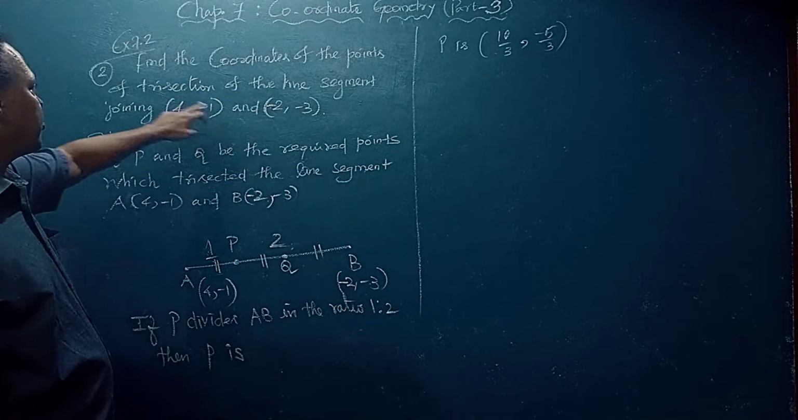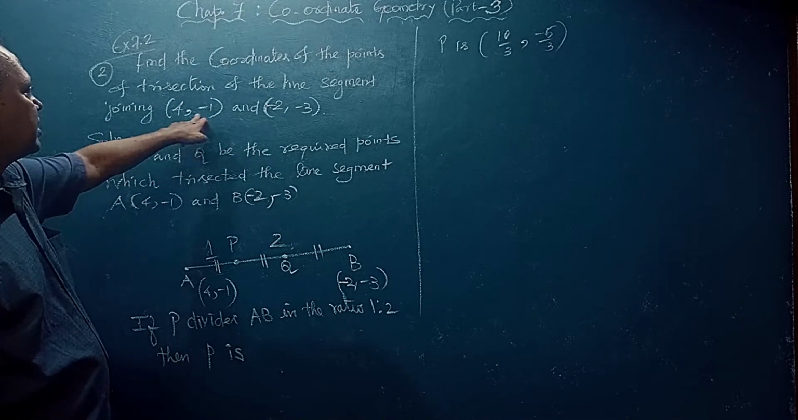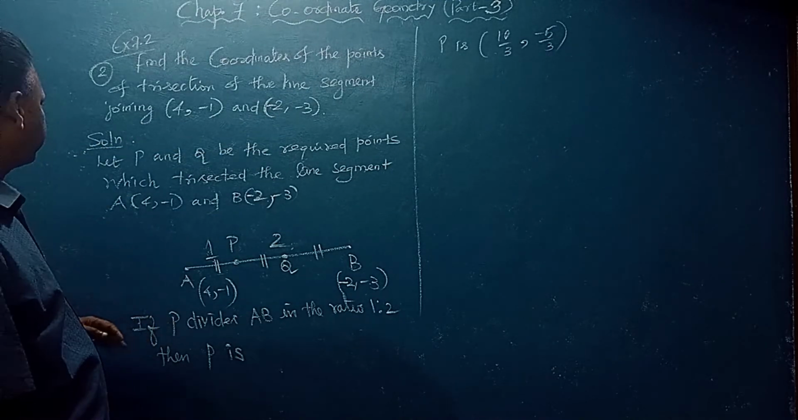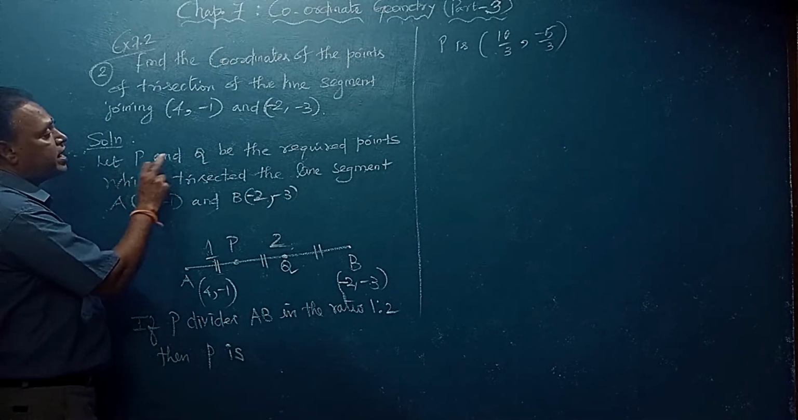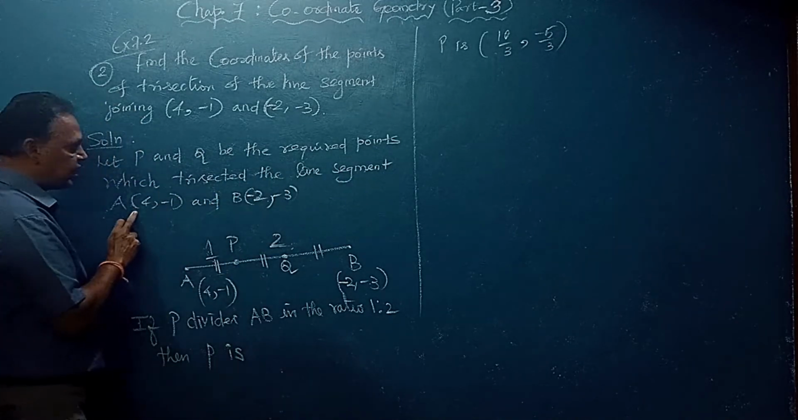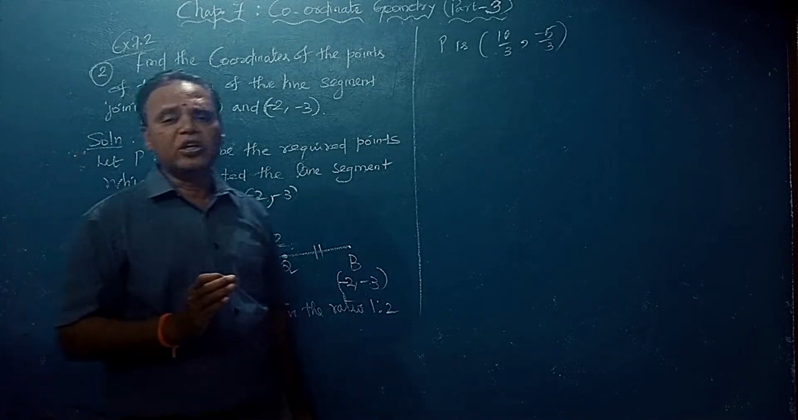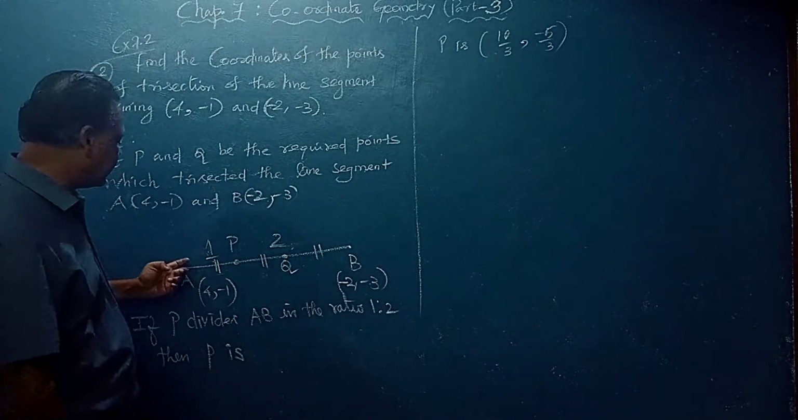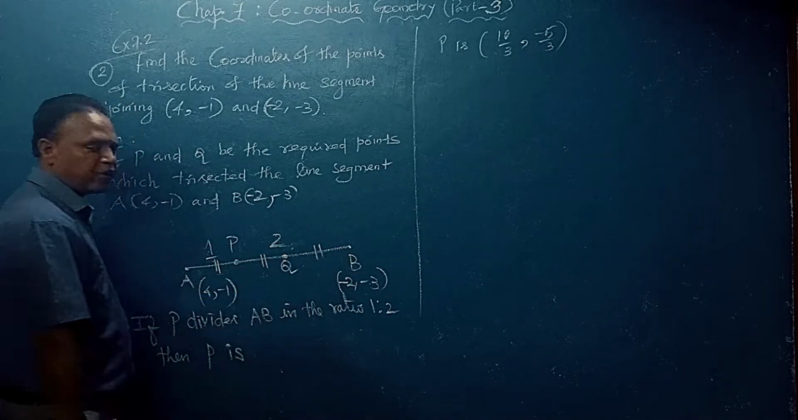Find the coordinates of the points of trisection of the line segment joining the points 4 comma minus 1 and minus 2 comma minus 3. Solution: first you take 2 points, P and Q, as the required points which trisect the line segment AB, the given points. Trisected means divide into 3 equal parts. That means P and Q divide the line segment AB in 3 equal parts. See, all the 3 parts are equal.